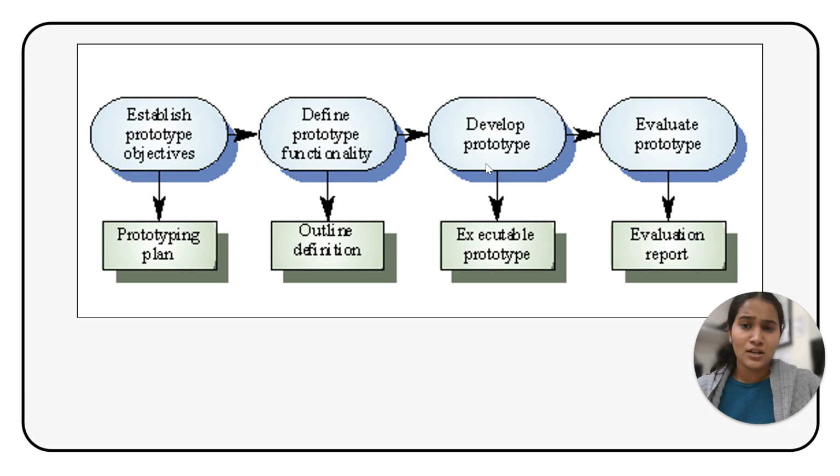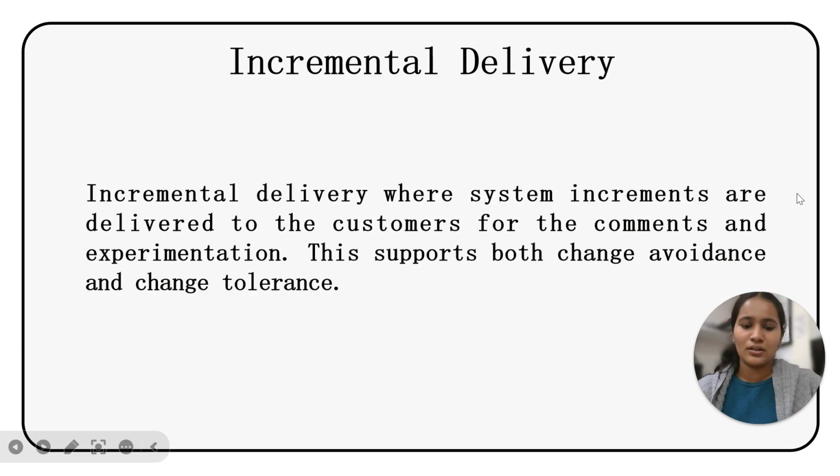Now let's discuss what incremental delivery is. Incremental delivery is where the system increments are delivered to the customers for comments and experimentation. This supports both change avoidance and change tolerance. Rather than delivering the system as a single delivery, the development and delivery is broken down into increments, with each increment delivering part of the required functionality.